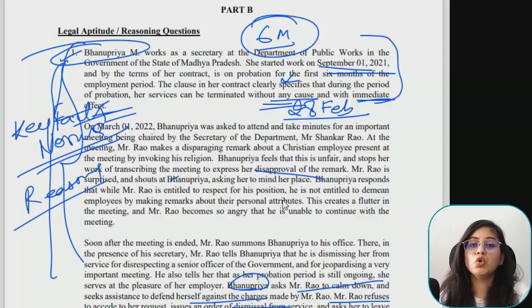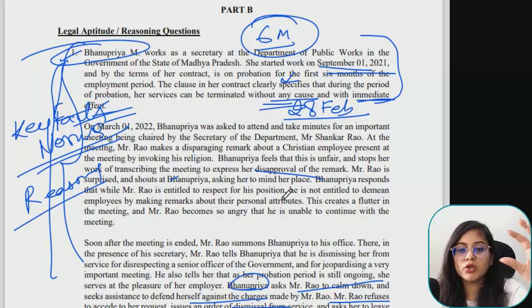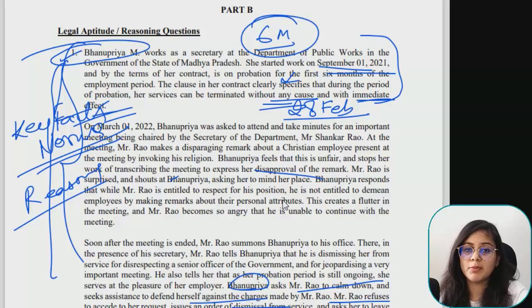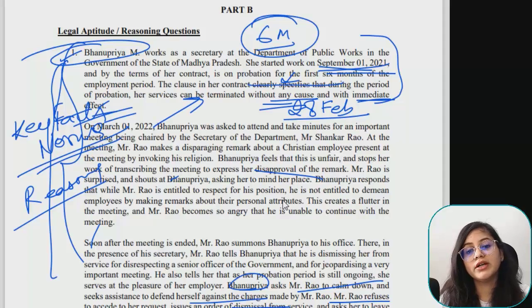Now here, there are two ways in which you can do that. You can write down the key facts in bullets. Key fact number 1: the key fact is not that she's working with PWD. The key fact is that she started her services on September 1, because for PWD there is no law relating to government employees that has been given, so that is not such a relevant fact for us. Here the date is important because her services can be terminated. What is the norm here? The key norm is that a contract can be terminated during the probation period without any cause.